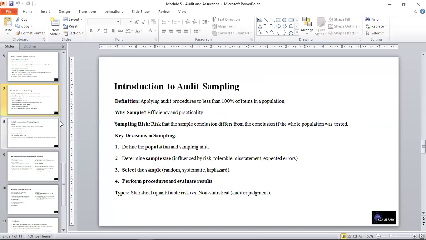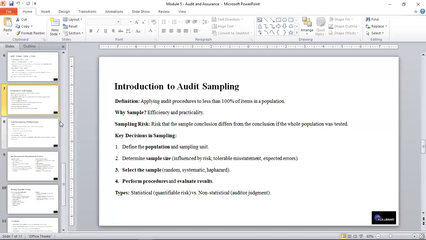Looking at audit sampling, what is audit sampling? Audit sampling is applying audit procedures to less than 100% of items in a population. And why do we need to sample? We need to sample for efficiency and practicality.